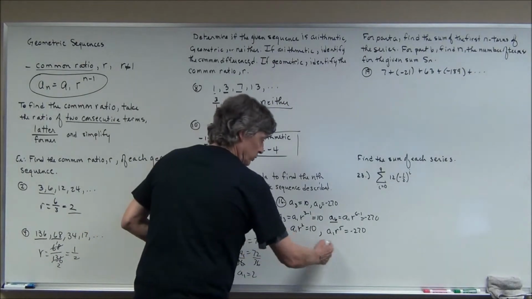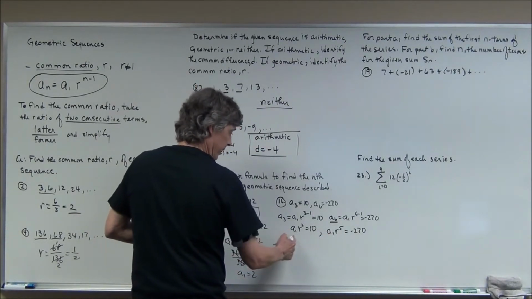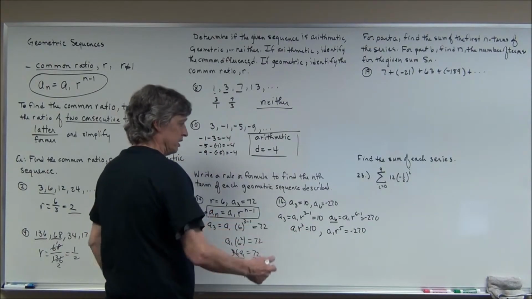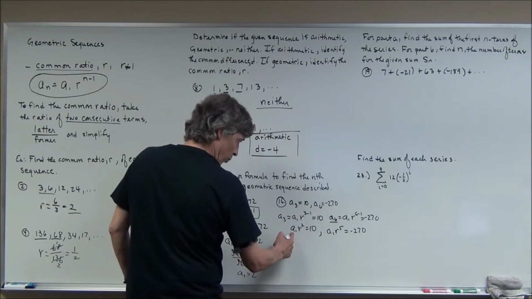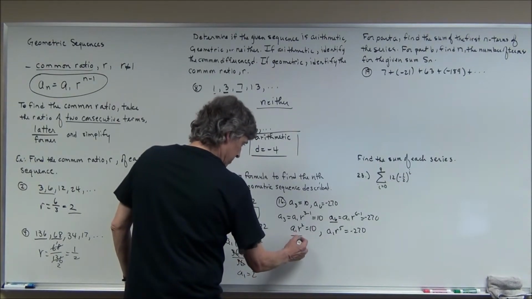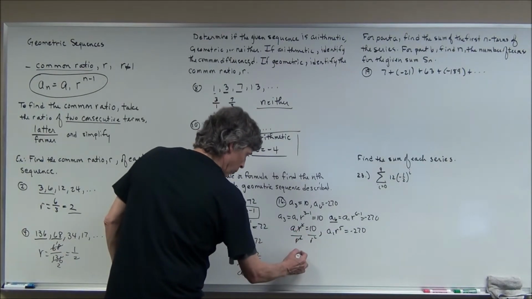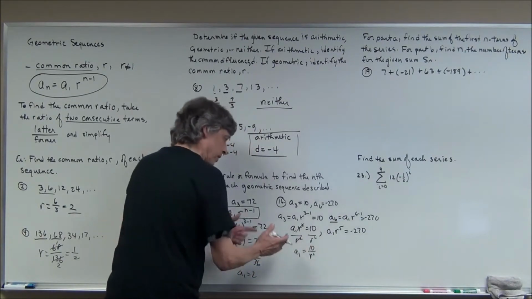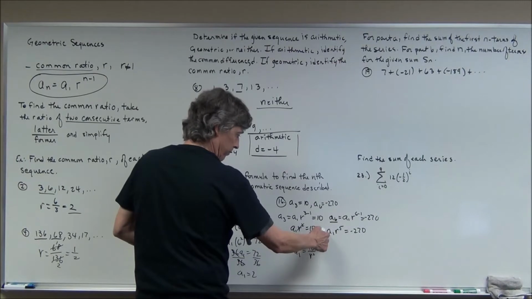Okay, well what I'm going to do here is solve. I have 2 equations with 2 variables, the same 2 variables, r and a sub 1. So I'm going to use substitution and solve this system of equations. What I'll do here is solve for a sub 1 by dividing this first equation by r squared, and I get a sub 1 is equal to 10 over r squared. And now I'm going to plug that into this equation right there, right in for a sub 1.